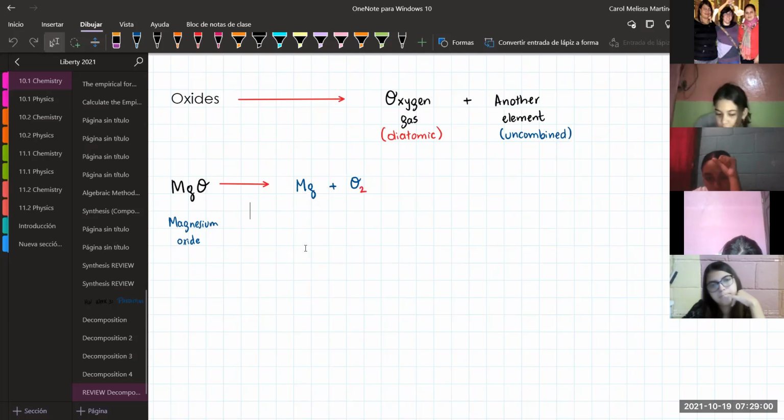Now, you might be thinking, Miss, but there you said oxygen gas goes before the other element. Both ways are going to be correct. Whether you write oxygen here or here, it doesn't matter. What matters is that the product is actually good. So you can write it like that or like this, plus Mg.